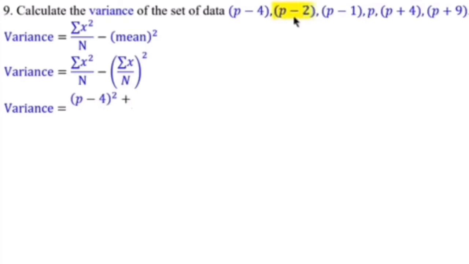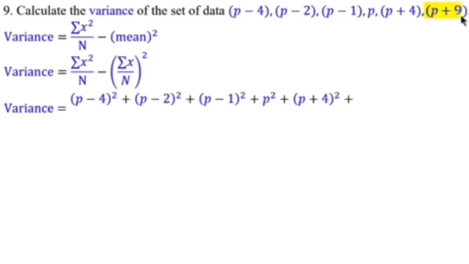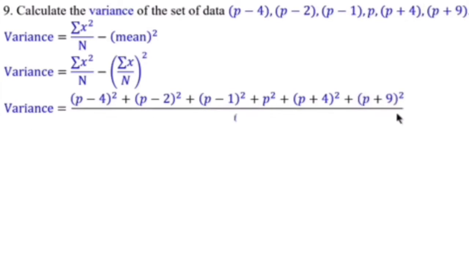The second one is p minus 2. You also have to square it first. Plus p minus 1, squared. Do it steadily and carefully. And then plus p squared. Followed by plus p plus 4, squared. Do it carefully so you can get the answer. Plus p plus 9, squared.